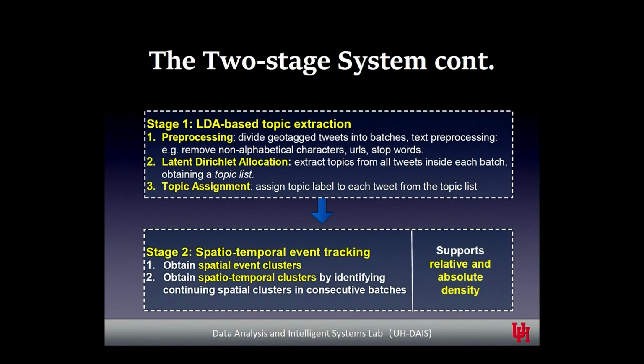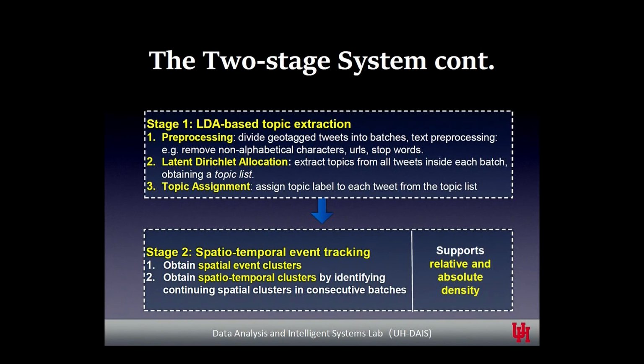Here's a summarized description of the system. In stage one, we do LDA-based topic extraction, and there are 3 steps. First is pre-processing, which is just some text pre-processing. After that, we apply the LDA, the latent Dirichlet allocation, to get the topics. And after that, we do the topic assignment. We need to assign the topic label to each tweet.